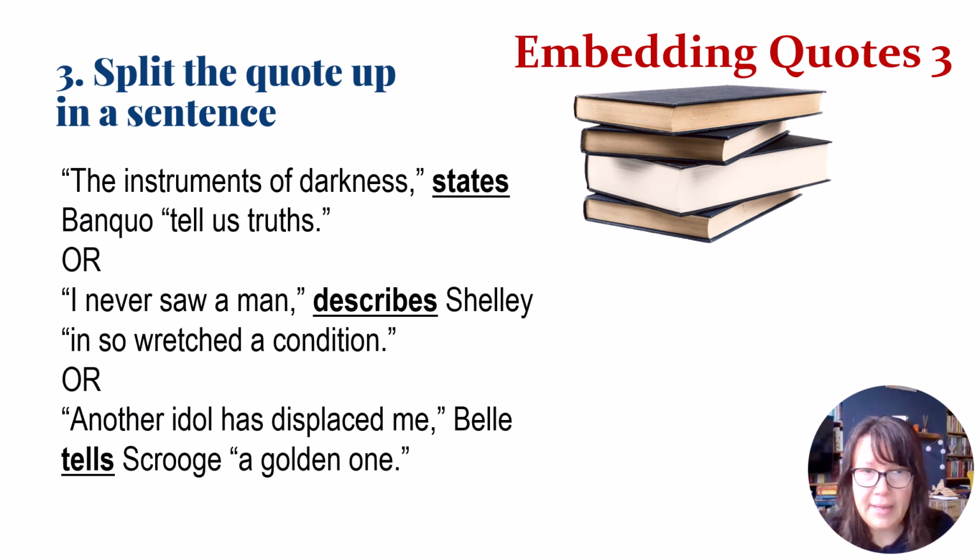All right, our third strategy is to split your quote up in a sentence so that you can talk about who is talking or what is being described. So we've got the instruments of darkness, states Banquo, tells us truths. So instead of having Banquo states at the beginning of the sentence and then the quote, you just put it in the middle. There's absolutely no problem with doing it either way round. I never saw a man, describes Shelley, in so wretched a condition. Or another idol has displaced me, Belle tells Scrooge, a golden one.